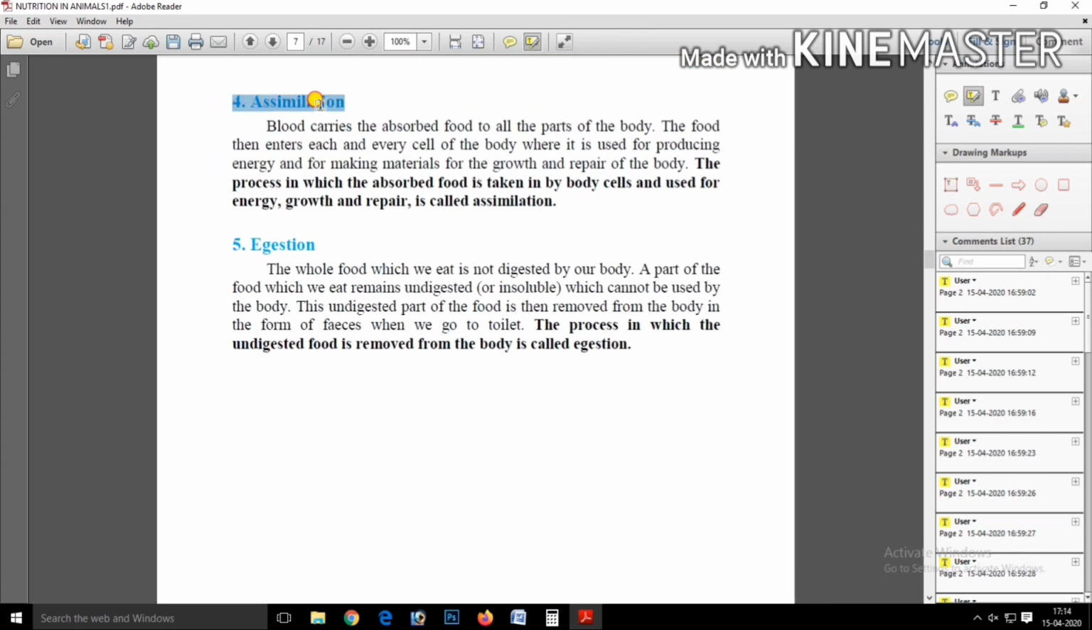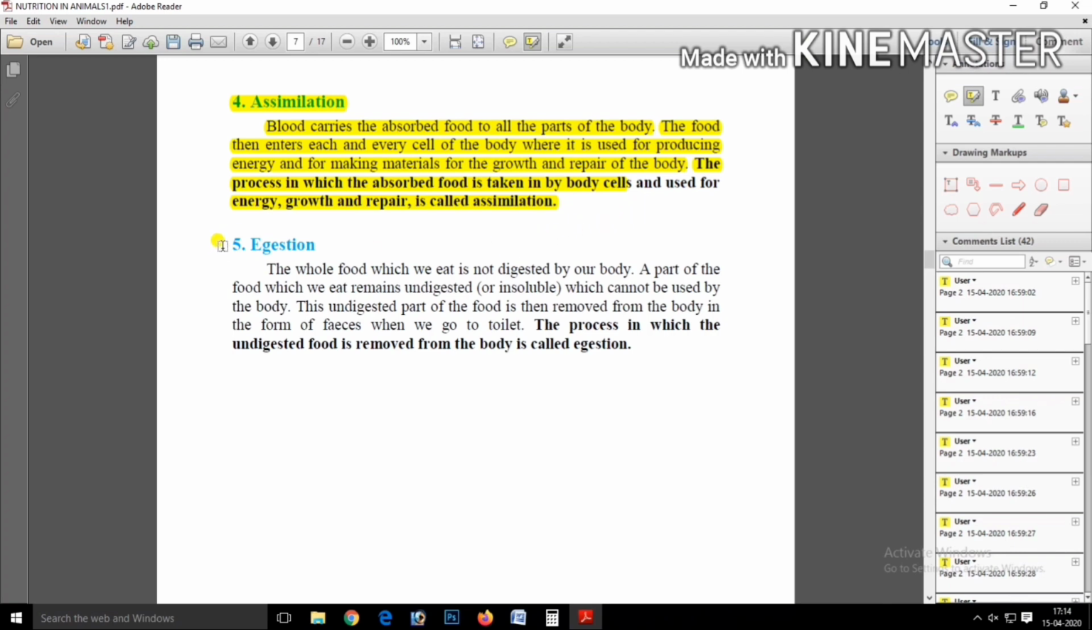The fourth step is assimilation. Now, when the food mixes with the blood, it is carried to all the parts of our body, and this food then enters into each and every cell of our body, and this is used for producing energy. So you can say that the process in which the absorbed food is taken by the body cells to use for energy, growth and repair is called assimilation.